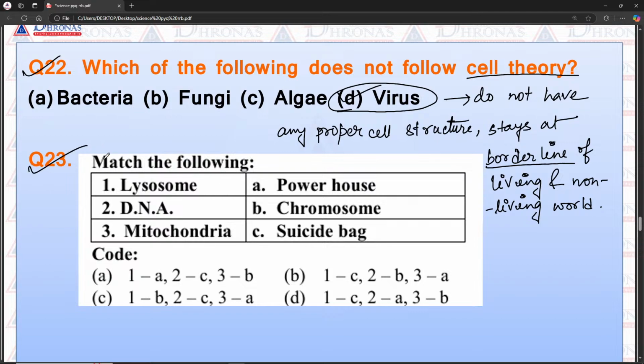Question number 23. Match the following. Lysosome, DNA, mitochondria, and on this side powerhouse, chromosome, and suicide bag. Lysosome is known as suicide bag, mitochondria is known as powerhouse for ATP generation, and DNA is present in chromosome. So 1C, 2B, and 3A.